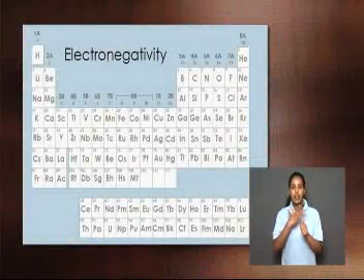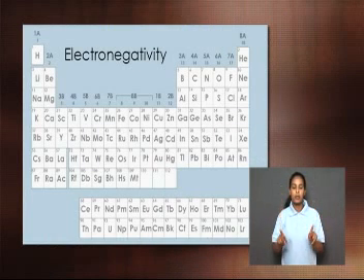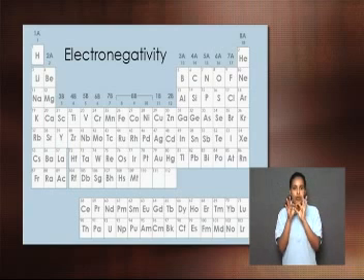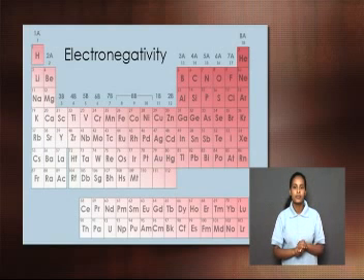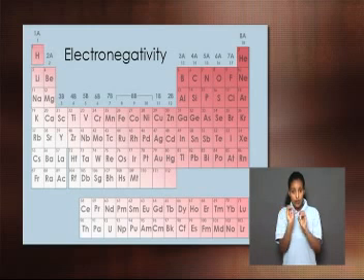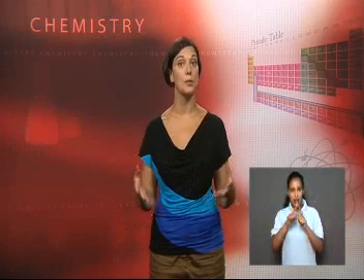Atoms of elements that are located in the upper right side of the periodic table attract bonding electrons more strongly than those of other elements. These small, non-metal atoms have the greatest electronegativities. Atoms of the elements on the left side of the periodic table, which are large metal atoms, possess a weaker hold on electrons. Thus, they have the smallest electronegativities.